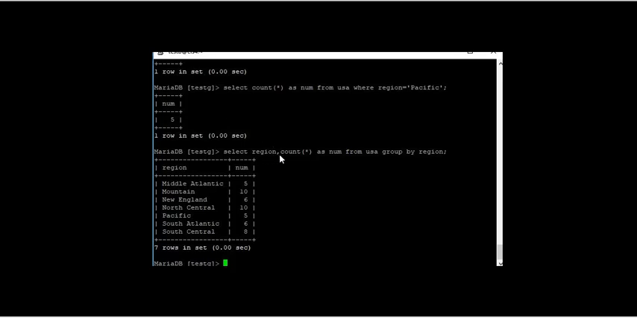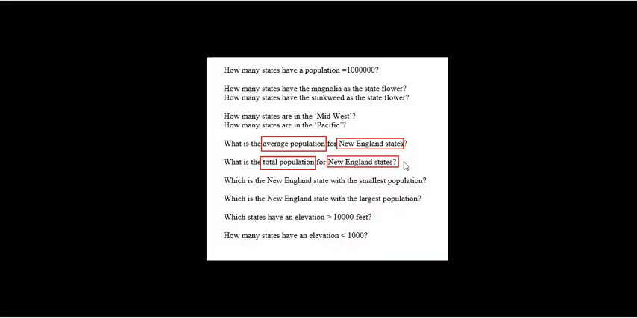Select region, comma, count, parentheses, star parentheses. It's always that way with count. Select region, comma, count as num from USA, group by region. That's the big deal. So we're going to take a look at each of these. They're in alphabetical order from Middle Atlantic to South Central, and it gives the region and the count, or the num. That's the field list. That's the table list, only USA, and the conditional is grouped by region.